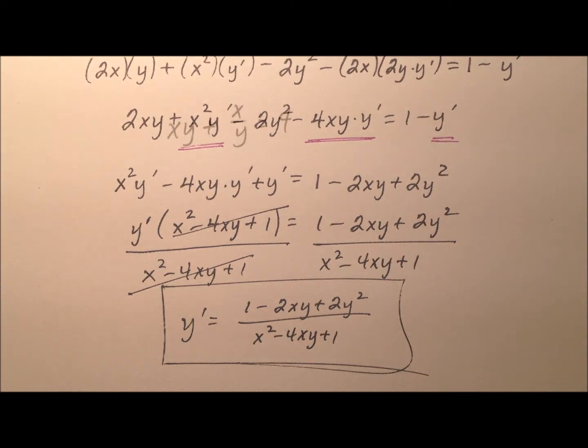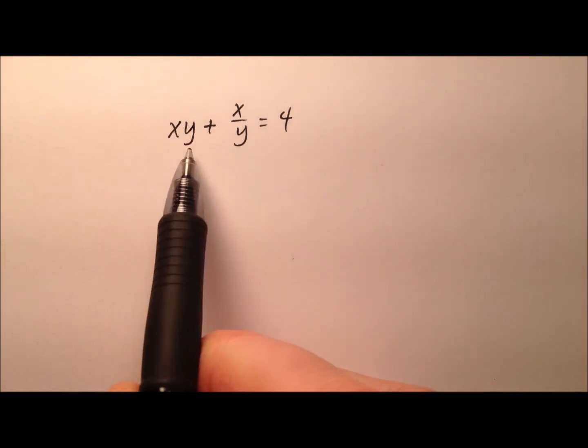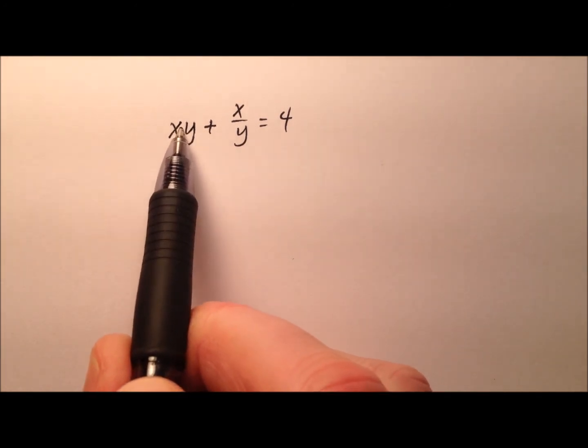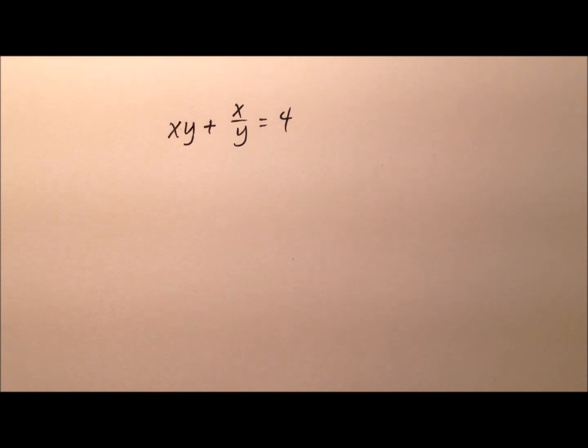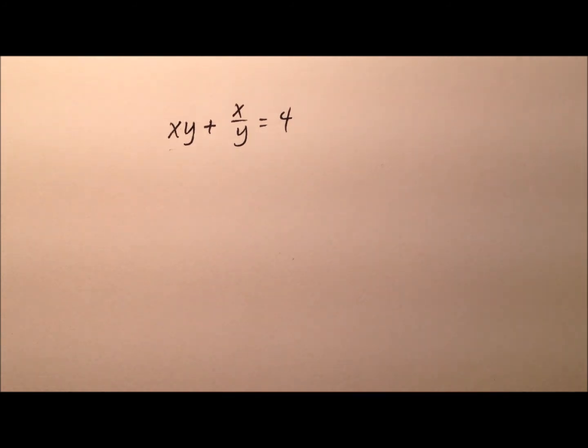In this second and final example, we're going to go ahead and use implicit differentiation again, and we're going to solve for dy dx, or y prime. So when I look at this equation, it looks like I have both the product rule and the quotient rule to contend with. So let's go ahead and we will differentiate term by term, differentiating everything with respect to x.